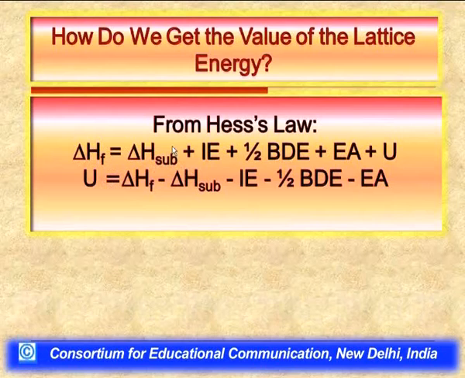Suppose we have the data on the enthalpy of formation of sodium chloride, which is known to us. The enthalpy of sublimation of sodium is also known. Ionization enthalpy, bond dissociation enthalpy, electron affinity, all these are known. Then what remains unknown in this linear equation is the lattice energy. So we can rearrange this equation and determine the lattice energy from this manipulation of the equation.